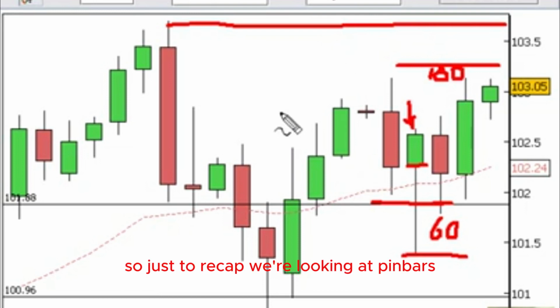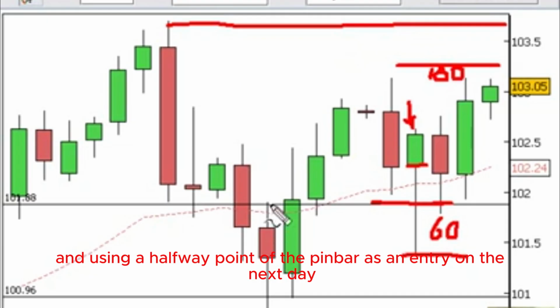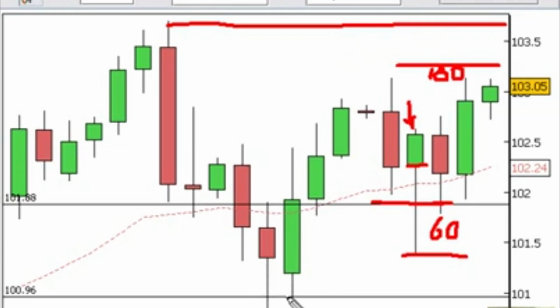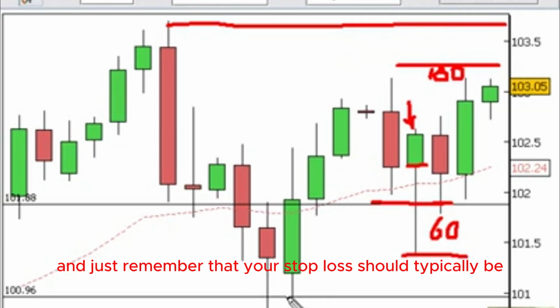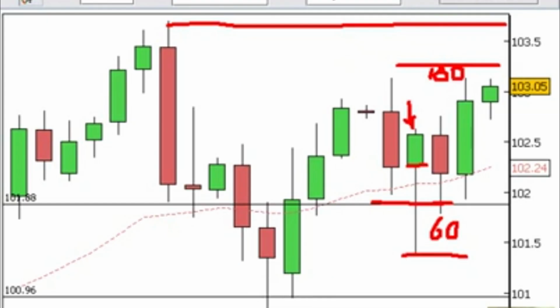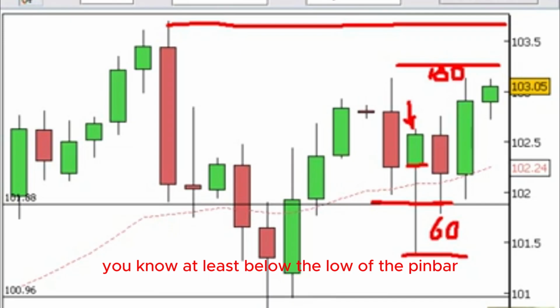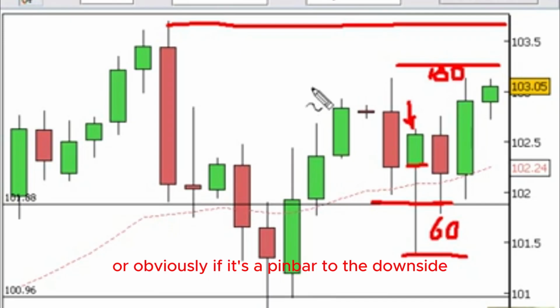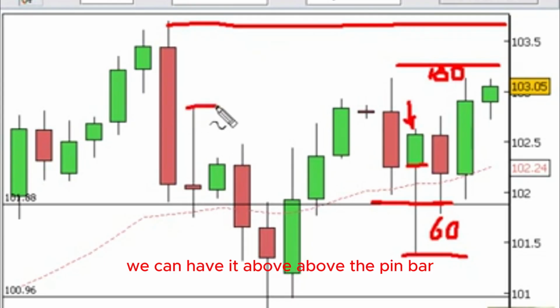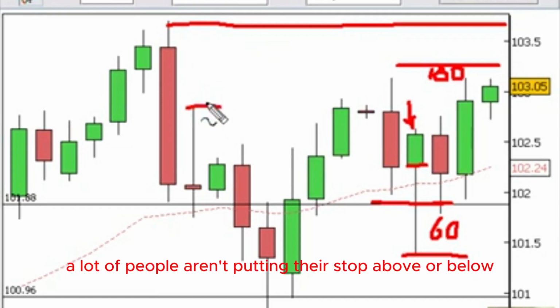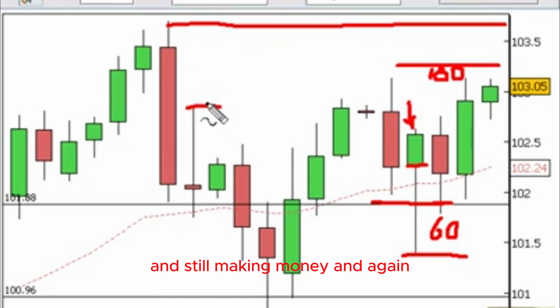So just to recap, we're looking at pin bars and using the halfway point of the pin bar as an entry on the next day. And just remember that your stop loss should typically be at least below the low of the pin bar, or obviously if it's a pin bar to the downside, we can have it above the pin bar. A lot of people aren't putting their stop above or below and still making money.